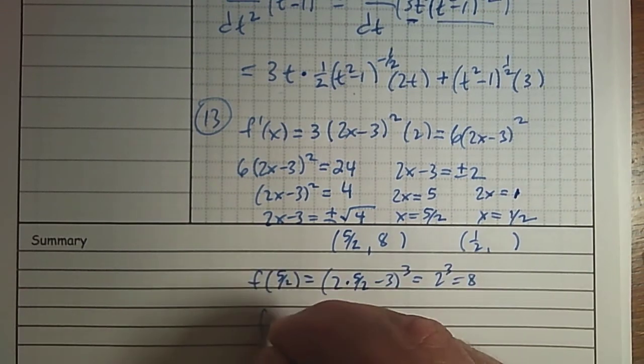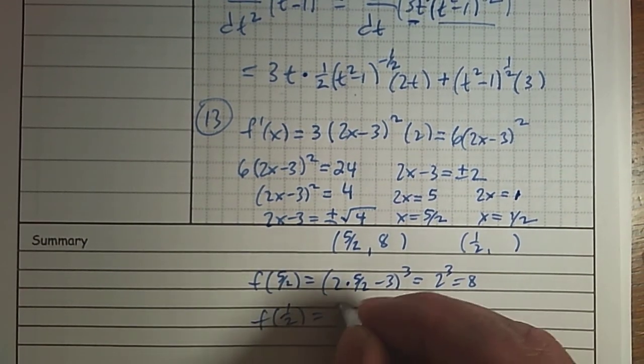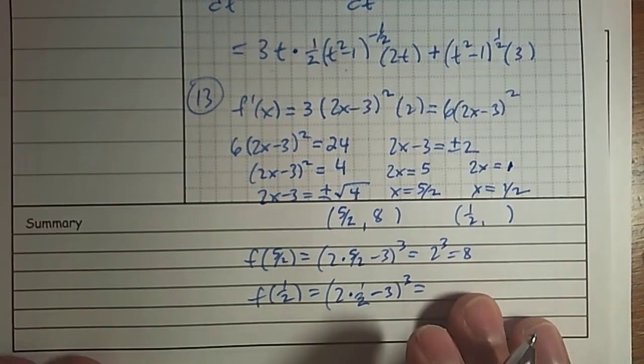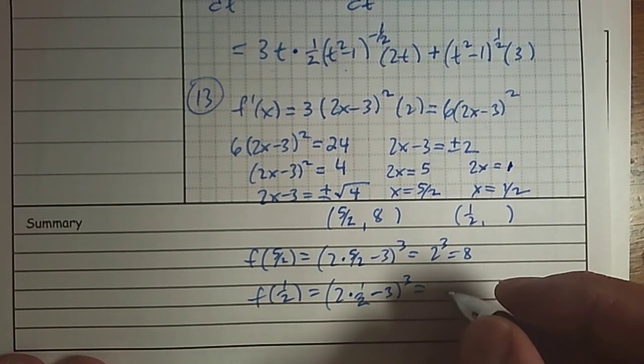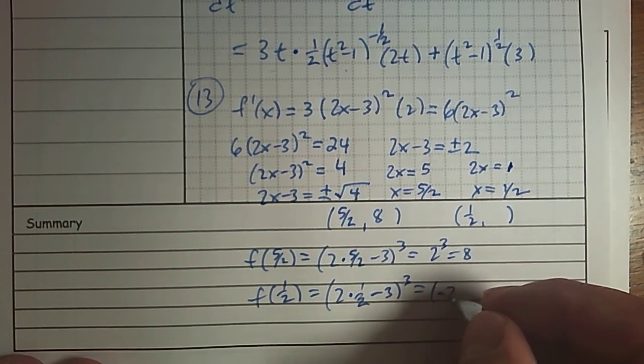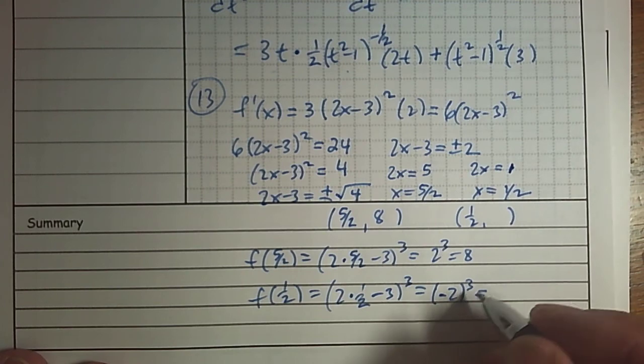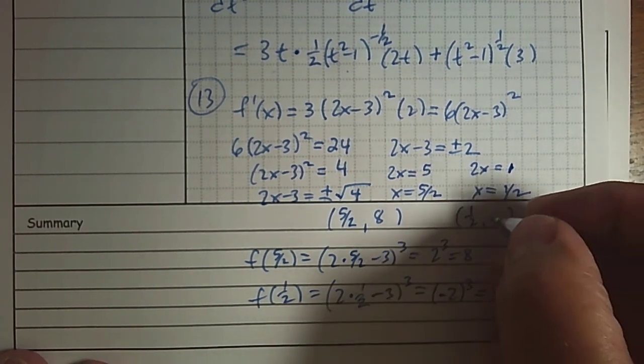If I do 1/2, so here's 1/2. 2 times 1/2, take away 3, cubed. So 2 times 1/2 is 1. 1 take away 3 is -2. Now that matters because when you have an odd exponent, -2 cubed is not +8 but -8.